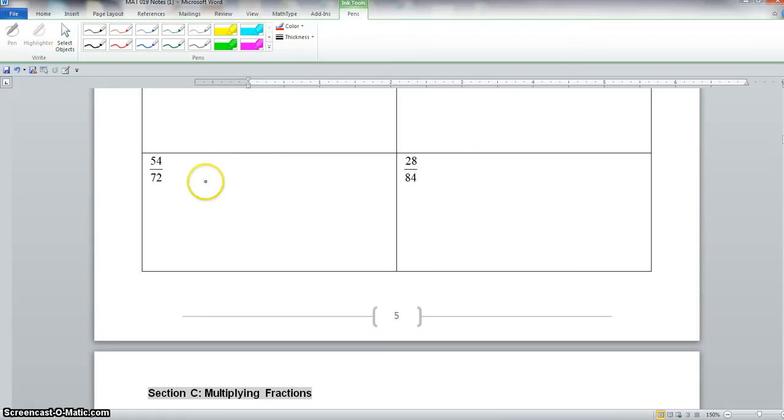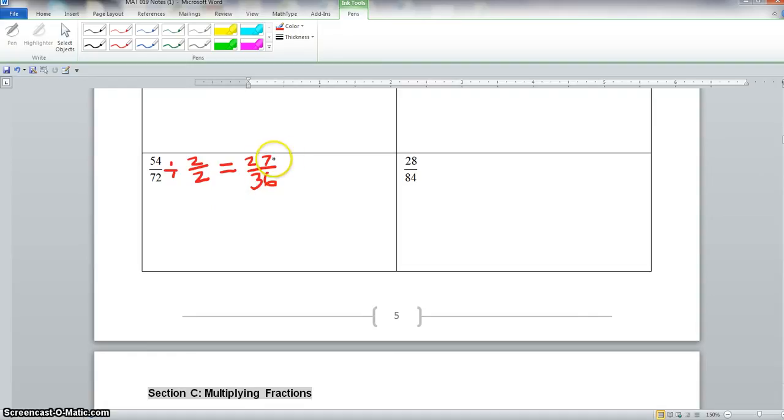Now we come here to 54 and 72. Now looking at this problem, it just depends. Some people cannot think of the larger numbers, which is fine. Since both of these are even, why don't we just do this? Because these are nice size numbers, I would just divide both of them by 2. 54 divided by 2 is 27. 72 divided by 2 is 36.